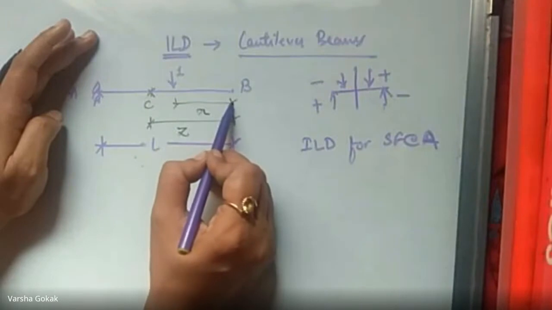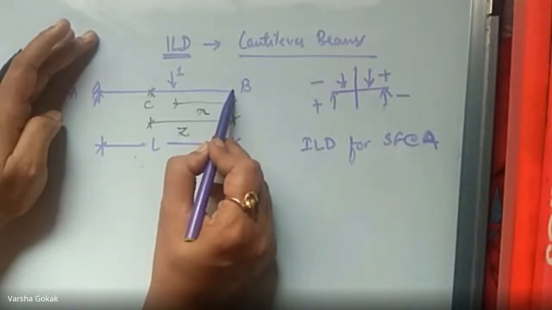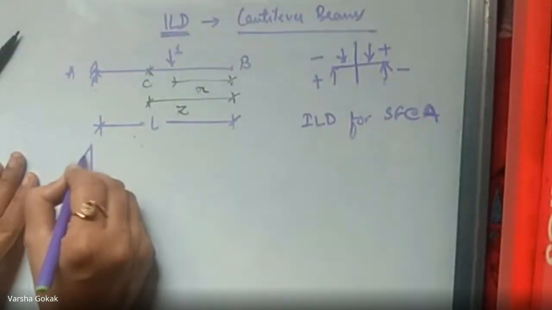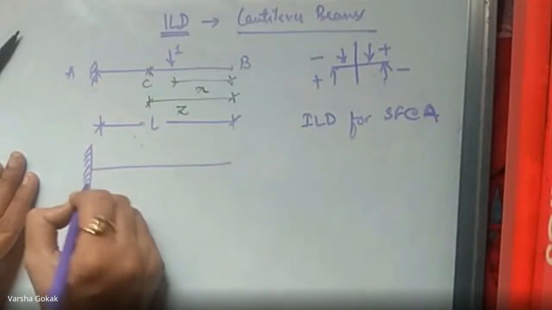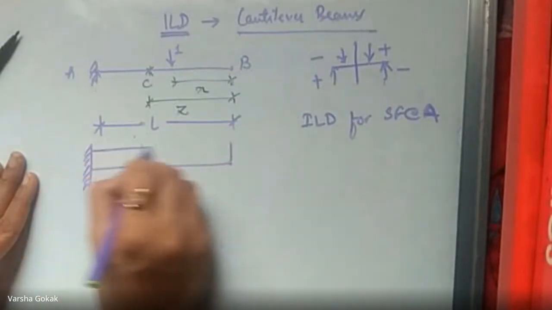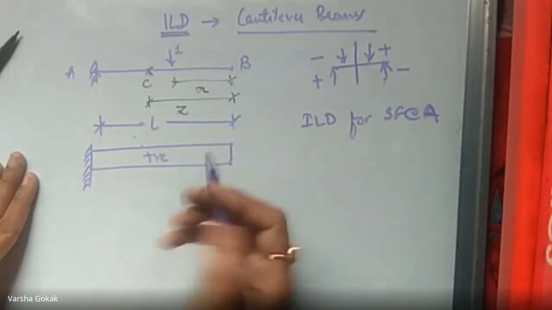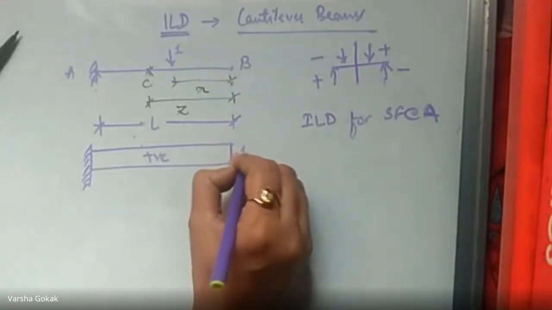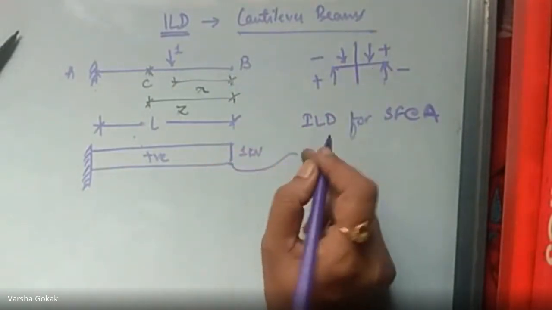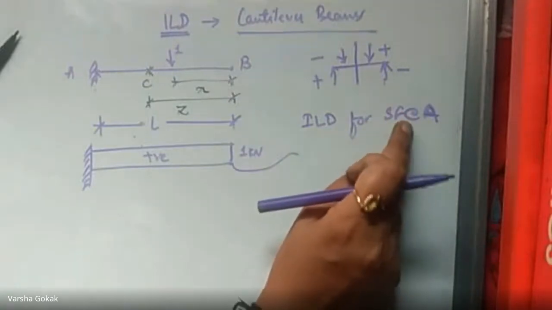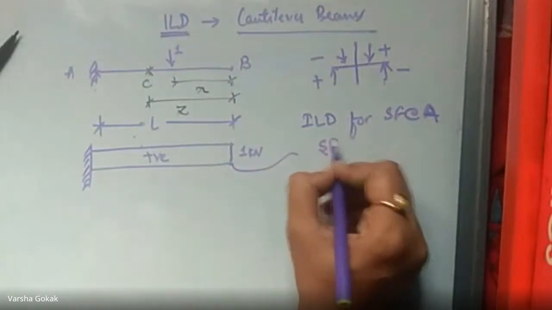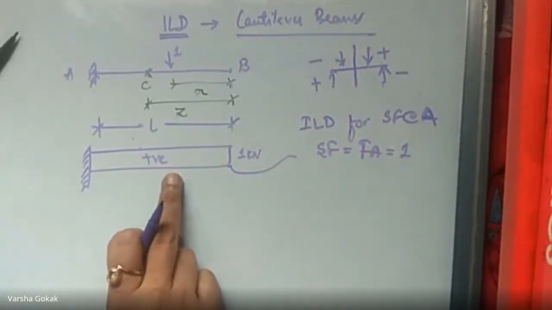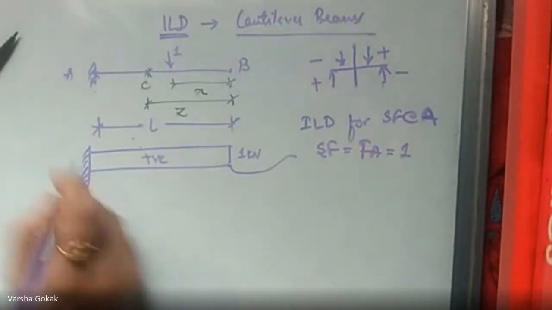This 1, if I put x equal to 0, it is here 1, and x equal to L means it is going to be here. So what is the shear force diagram in this case? This is your beam, and it is going to be unity with positive sign. Why positive sign? Because downward forces from the right side of the beam are positive, positive of 1 kilonewton. So this is your ILD for shear force at A, or you can write FA equal to 1. So this is the shear force diagram or ILD for shear force at point A.